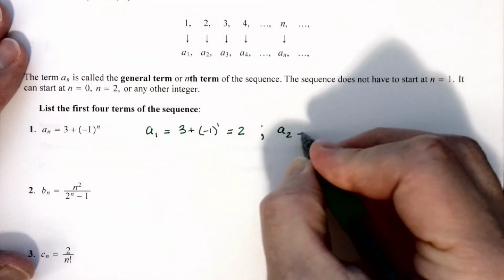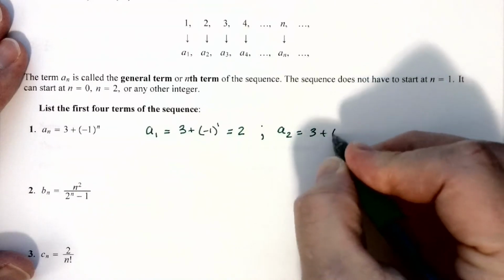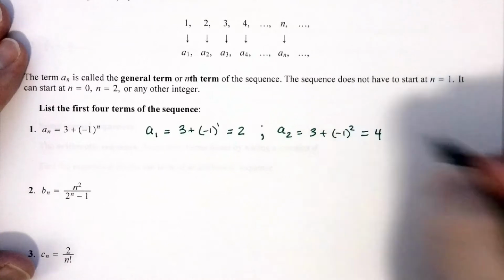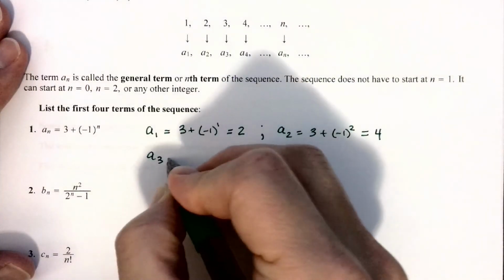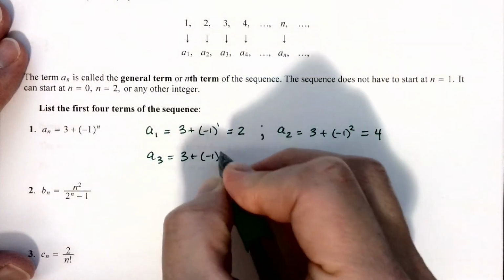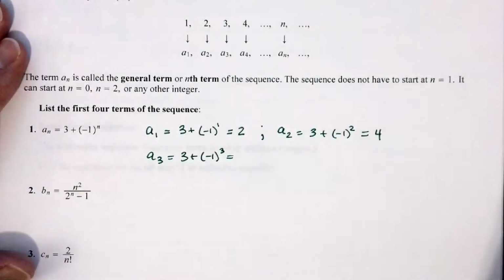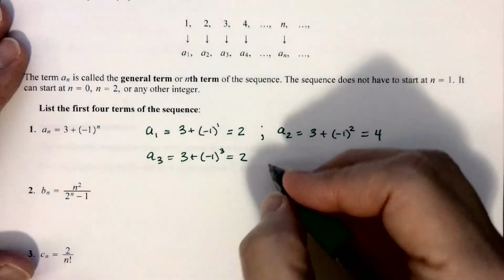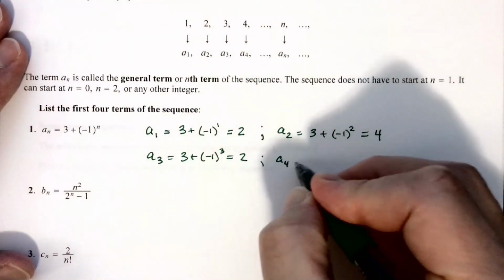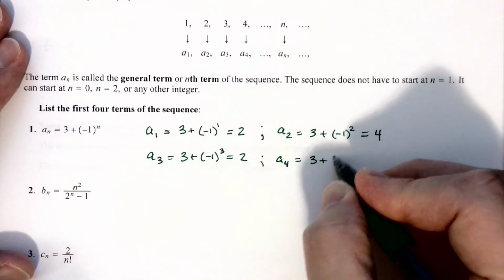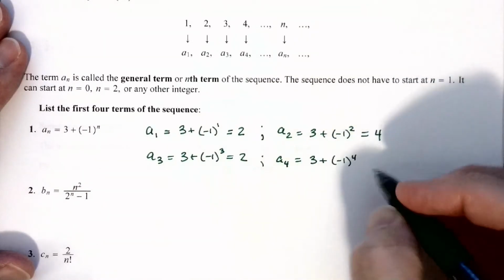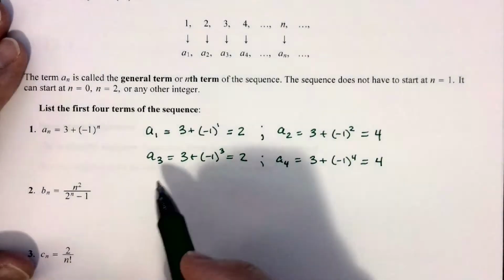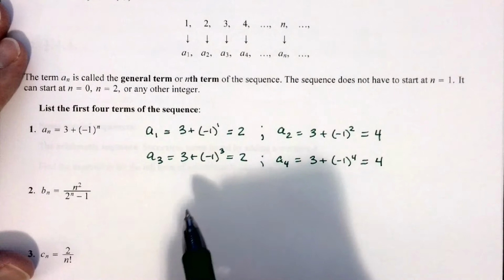A sub 2 is 3 plus negative 1 squared, so 3 plus 1 is 4. A sub 3 is 3 plus negative 1 cubed, and that's back to 2 again, since negative 1 cubed is back to negative 1. You can see we've got a sort of back and forth. If I go to a sub 4, since negative 1 to the 4th power is back to being positive 1, we're back to 4. And so the sequence is going to alternate basically between 2 and 4.